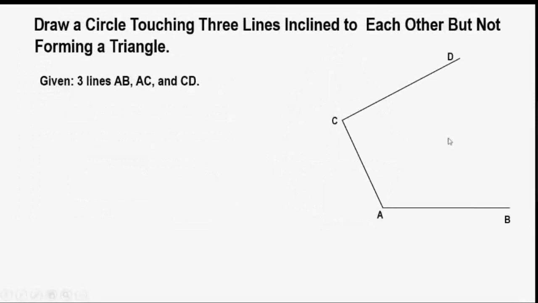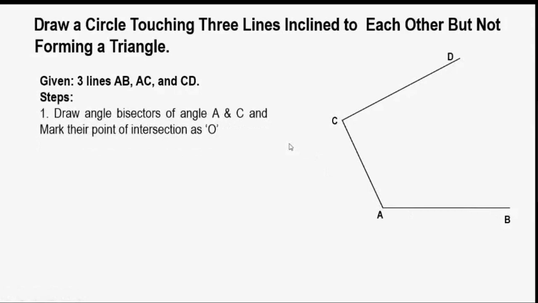Now draw a circle touching 3 lines inclined to each other but not forming a triangle. This is important: they are not forming a triangle, but the lines are touching each other. The objective is to draw a circle which touches all these 3 lines. It's a very simple procedure.